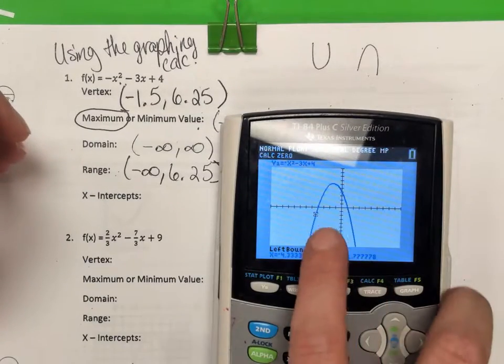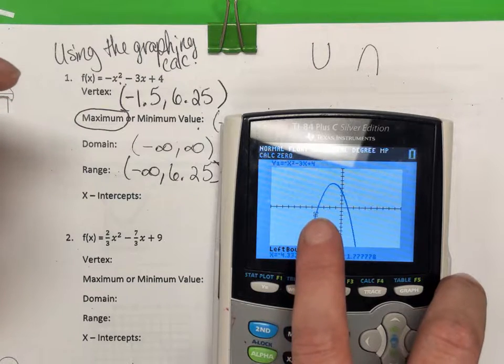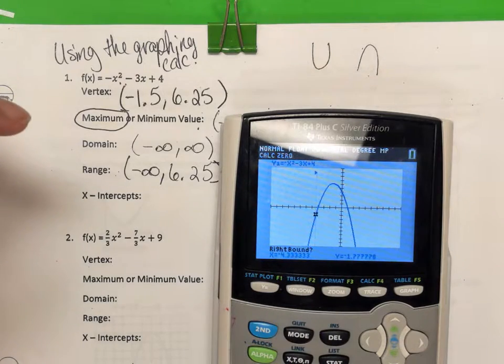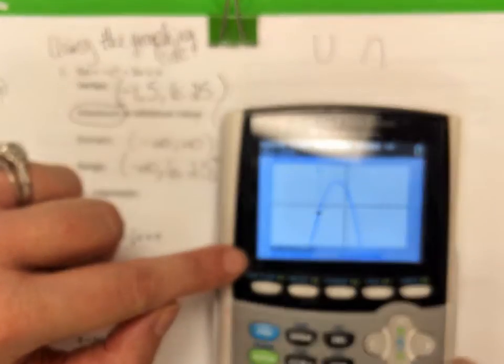You see how it's just a little bit below it? We have to go anywhere below that, just somewhere below that x-intercept. All right, now hit enter. And it's asking you for the right bound. So I'm just going to go to the right of that intercept.